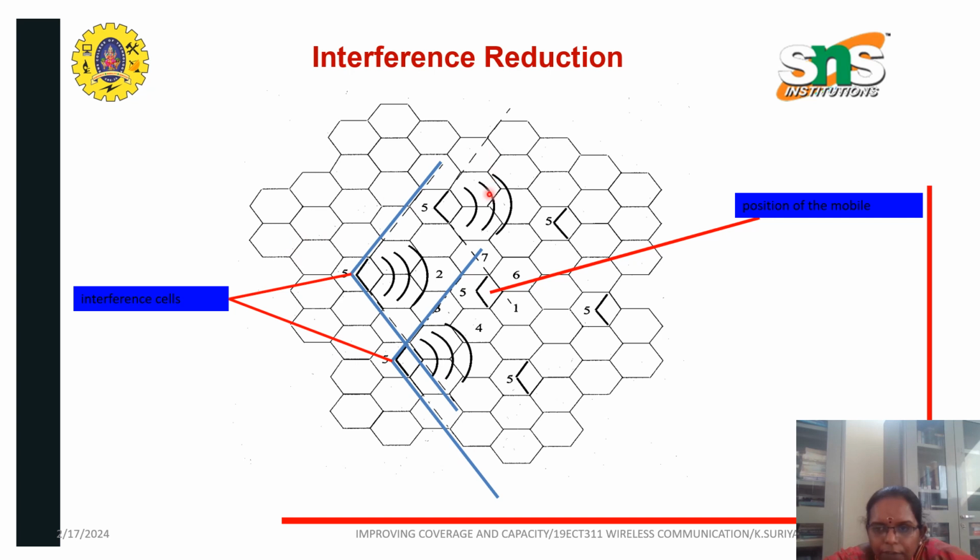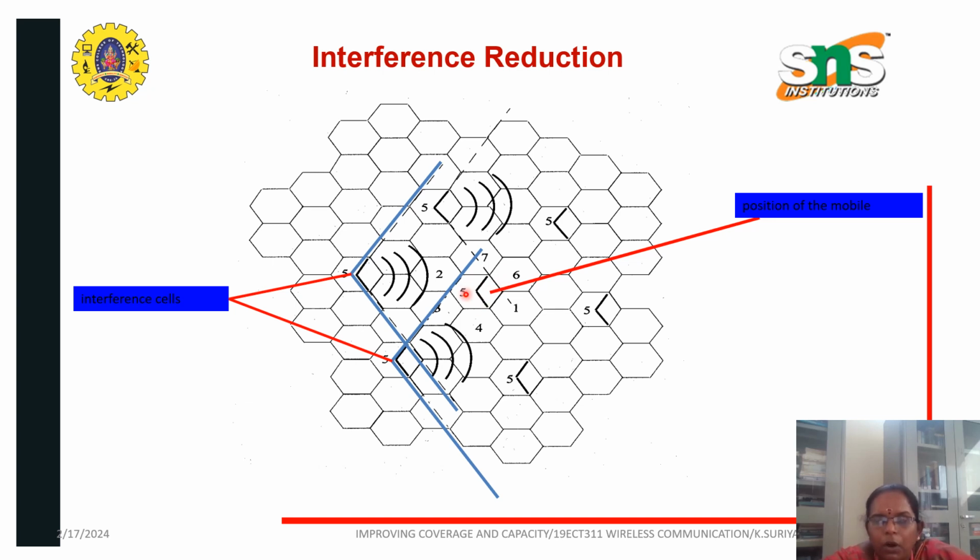This cell will get interfered. This cell will get interfered. This cell will not interfere because its boundary is over here. These two cells will be going in only forward direction. So these 3 cells and this cell will not cause interference to this cell. Only these 2 cells will cause interference.